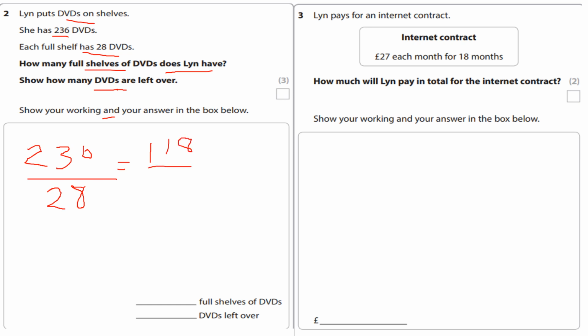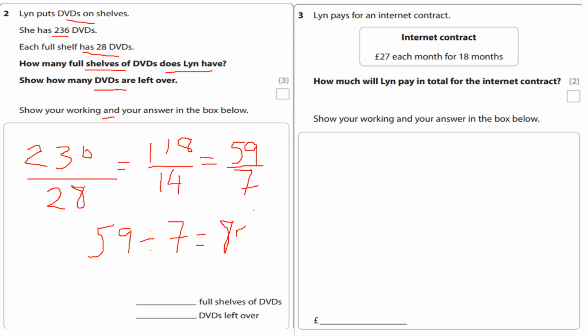Again, I can halve it again because they're both even numbers to make the sum easier. So half of 100 is 50, half of 18 is 9, so 59 over 7, because these are equivalent fractions. And then I can go back and work out my answer. So 59 divided by 7, that's a bit easier to deal with. So 7 into 59 goes 8 times, remainder 3.